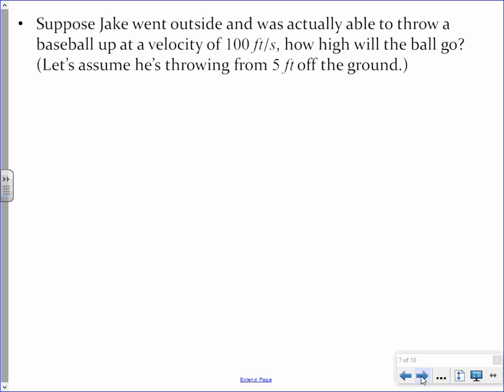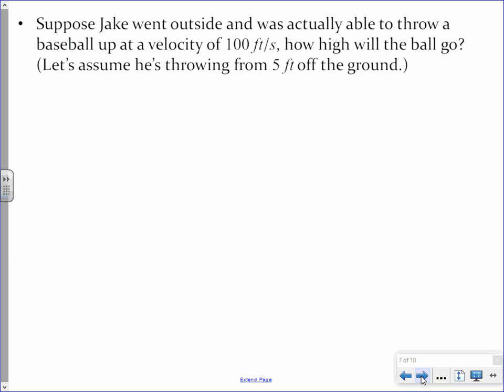Okay, how high will the ball go? Let's assume he's throwing it from 5 feet off the ground. When he releases the ball, it's 5 feet off the ground, which is probably reasonable for Jake, right? That's 68 miles per hour, so that's probably pretty fast to throw it up in the air. Okay, first thing we need to do is take this information and write it down.